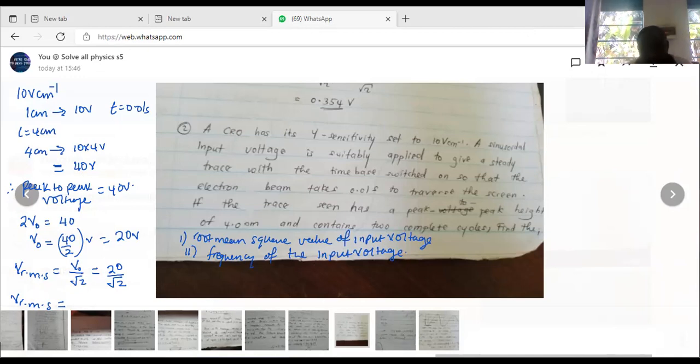Someone has an answer, which is 14.142 volts. And the second question says the frequency of the input voltage. Remember, they have said, let me see, what have they said?